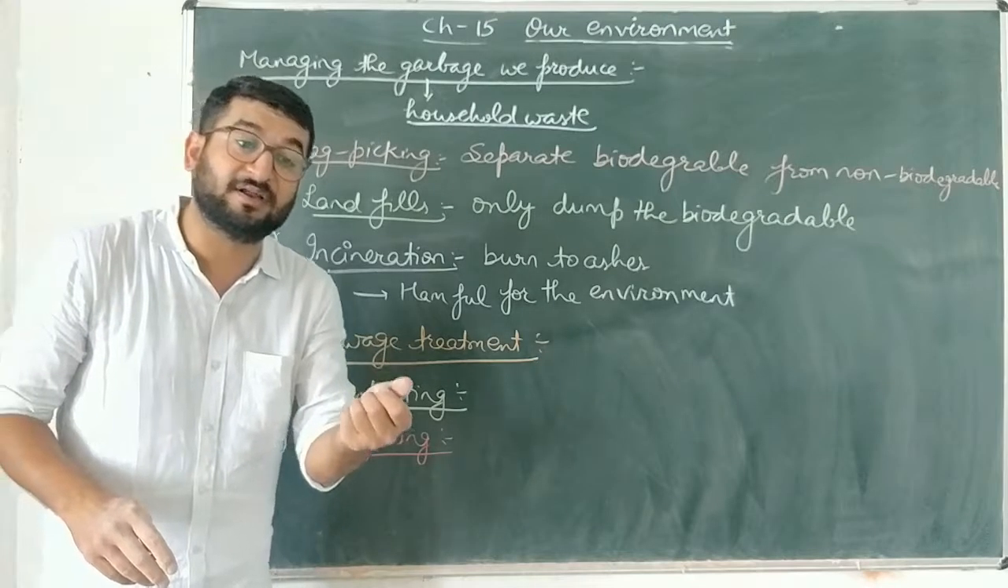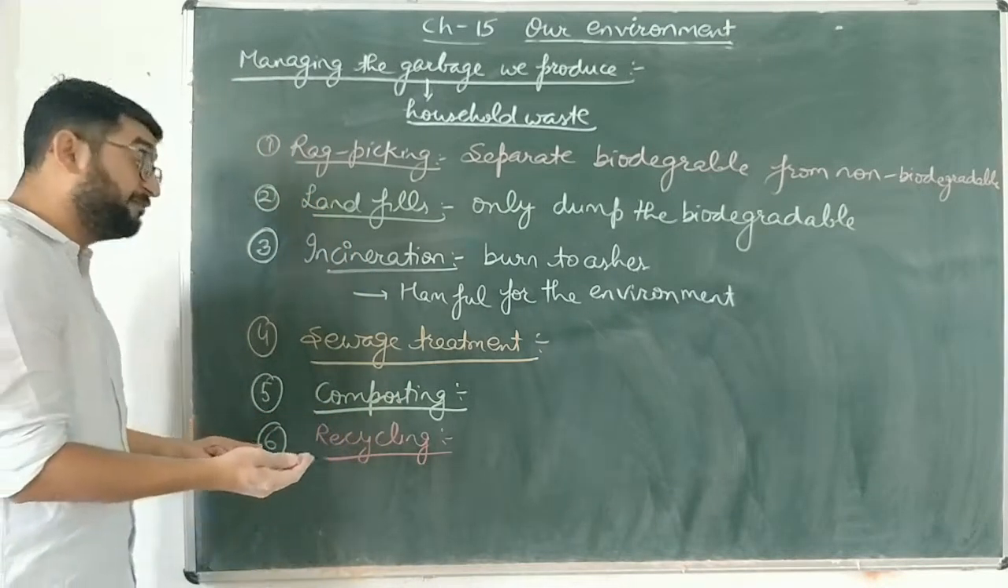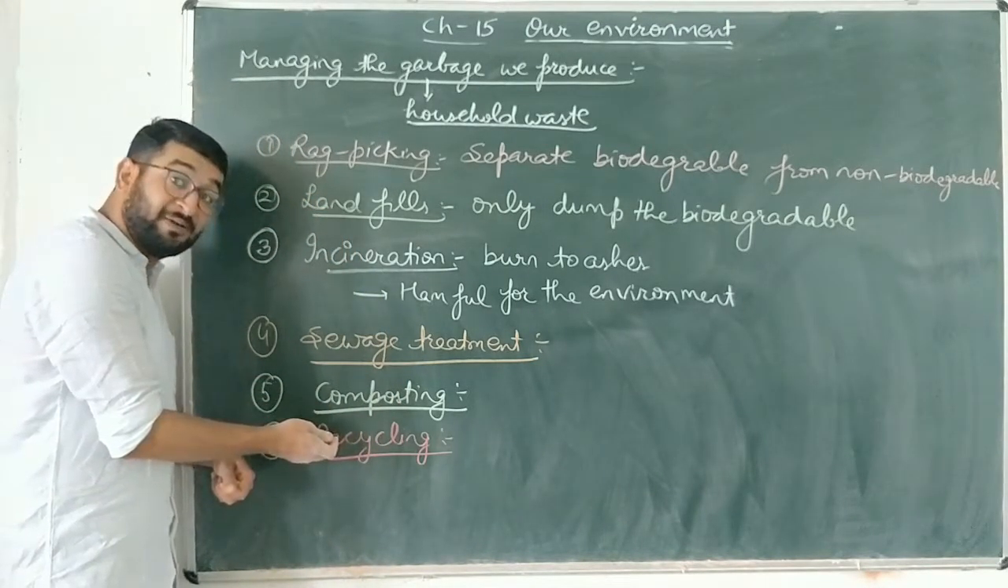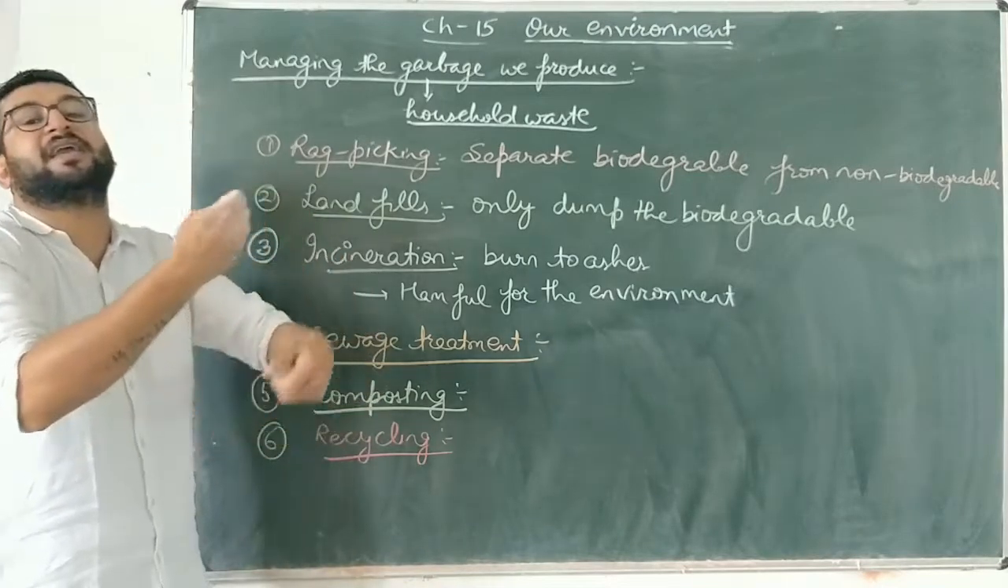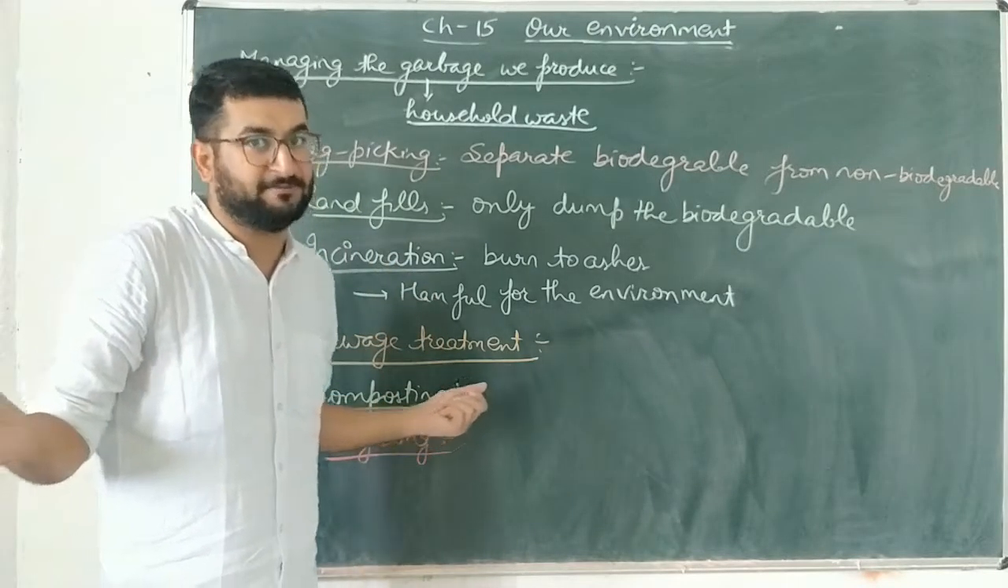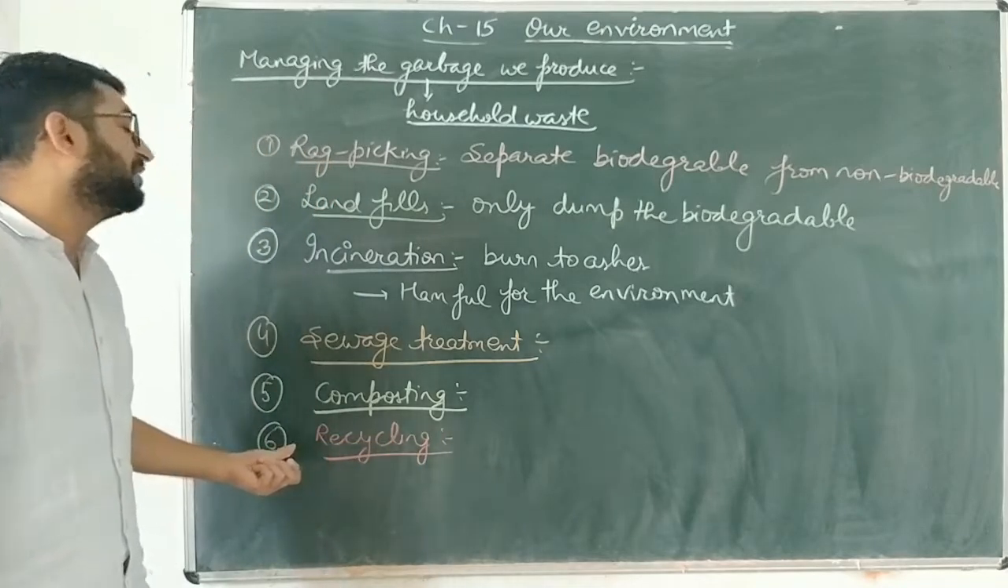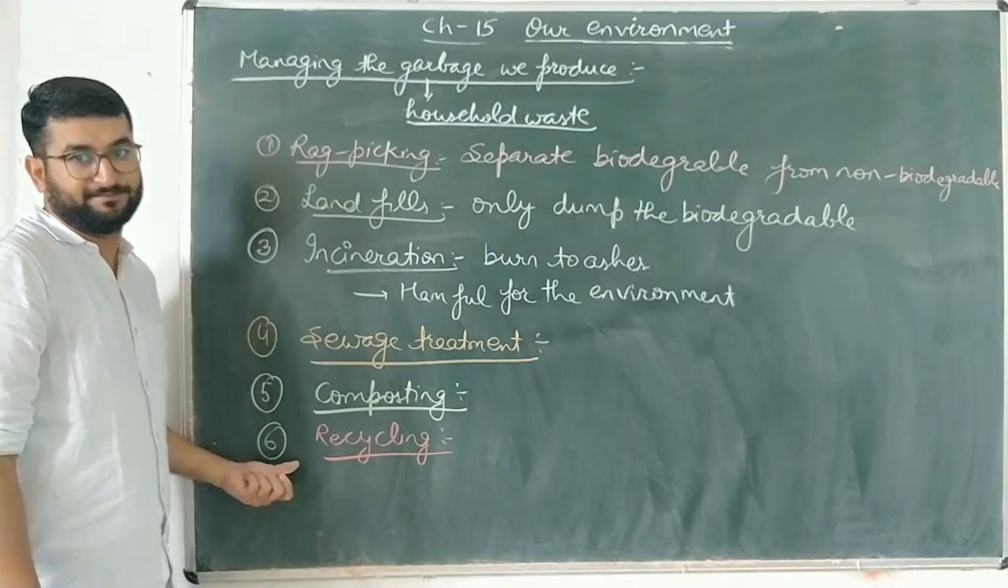First we have to burn that fuel, beta. Then that fuel will produce heat energy. Then that recyclable item is melted and then again reconverted into a new shape. That is known as recycling.